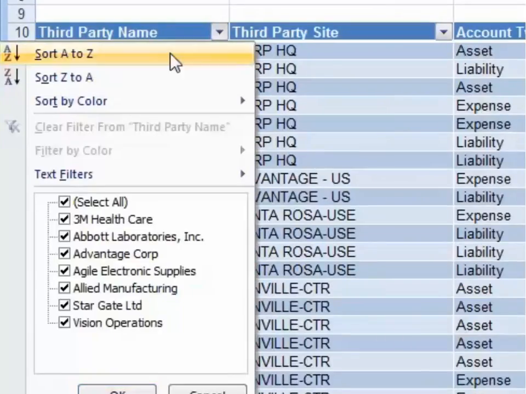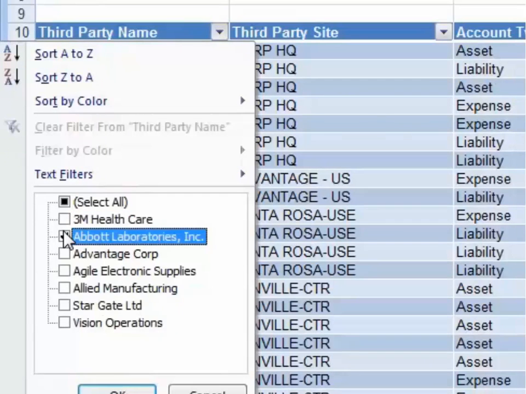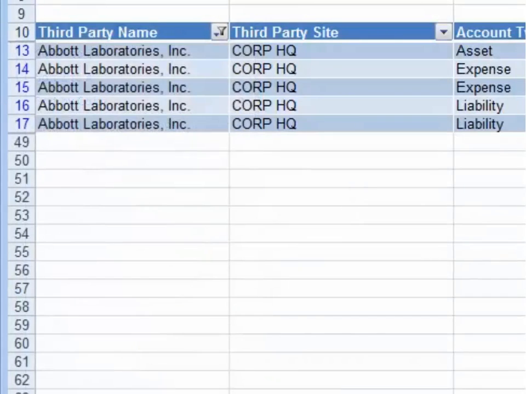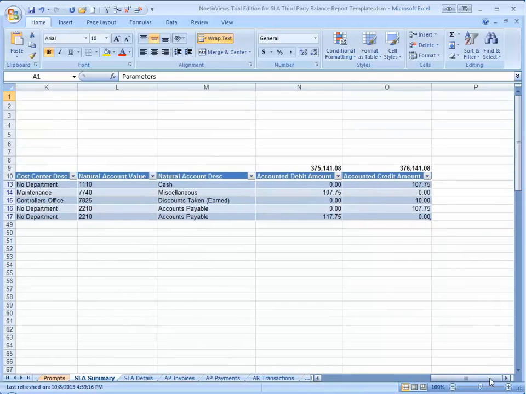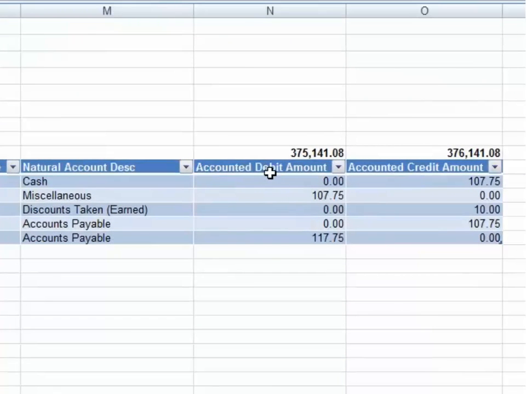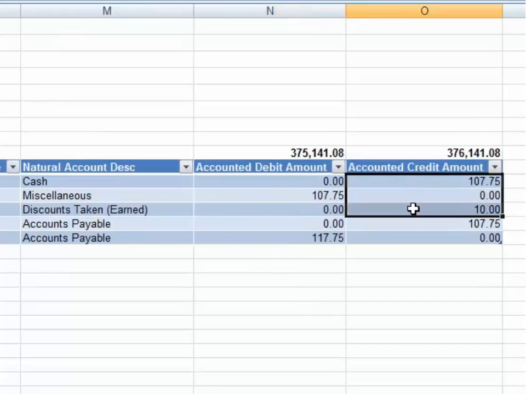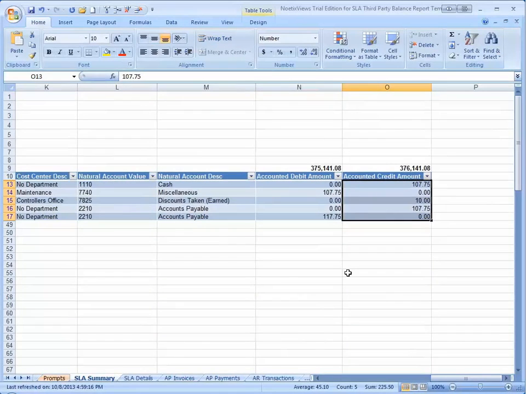Let's pick out a specific third party. Let's take a look at Abbott Laboratories, and we can see that we have a number of payment and invoice transactions for them during this period. And if we scroll over, we can see the total, each of the accounted debit amounts and the accounted credit amounts for these various transactions. So that's the summary for a single supplier in the SLA Summary tab.